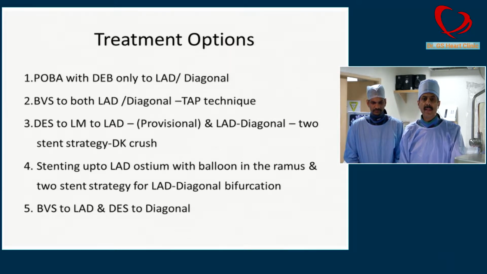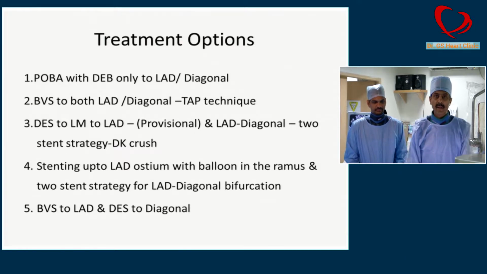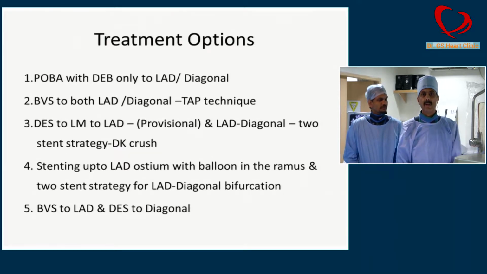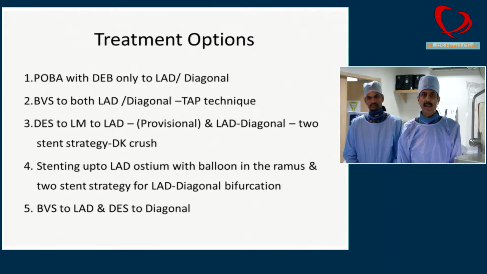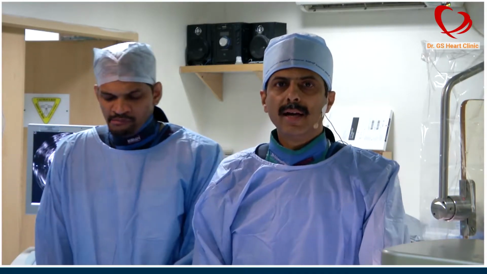So these are the options, and also we can have one more option with BVS where we can do a stent to the diagonal, and crush and get a kissing balloon and get a good result to the diagonal, and then place a BVS from the ostium into the LAD. So with these options, I would weigh and consider. I will probably start with the diagonal and plan a DK crush of the diagonal, stent the diagonal, do an intravascular ultrasound, and then take a decision.